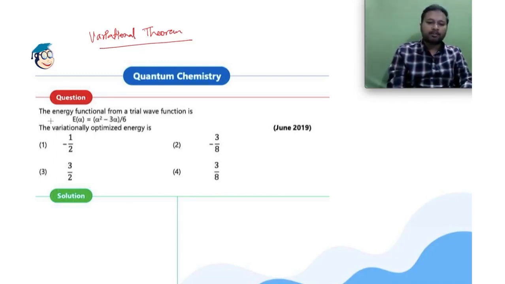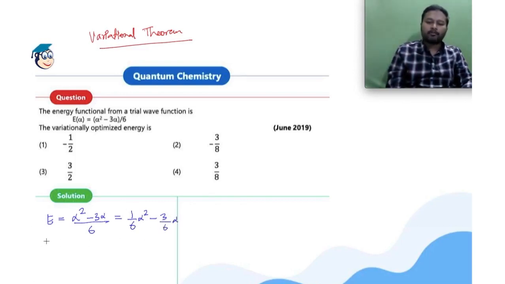Okay, so the energy functional is given to us, that is E. I'm not going to write E alpha; E alpha just suggests that it's a function of alpha, right? So E is equal to alpha square minus 3 alpha by 6. That's what the value given to us is. Or I can also write it like 1 by 6 alpha square minus 3 by 6 alpha. Okay, so I can write it in this way as well.